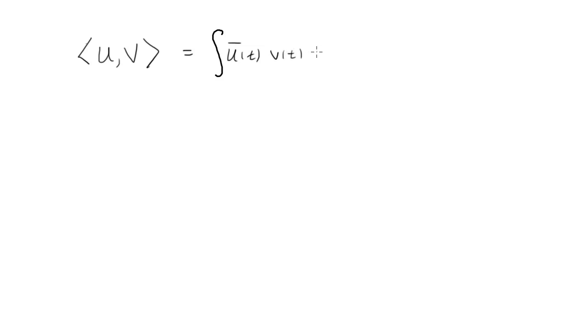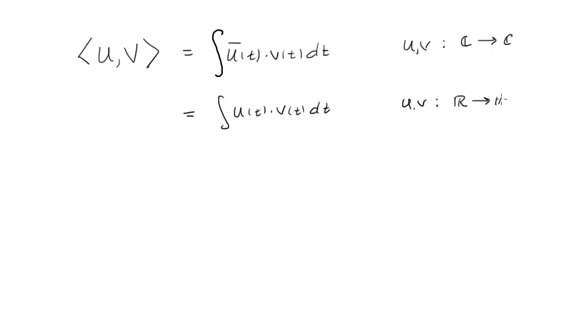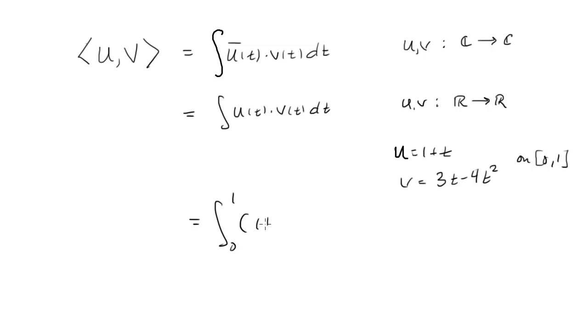If U and V are functions, the integral of their product is an inner product. Here U and V are complex valued functions. In the special case of zero imaginary part, it's just the product of the functions. So if U is a polynomial and V is a polynomial on a restricted domain, say 0, 1, here's the inner product of U and V. That number.